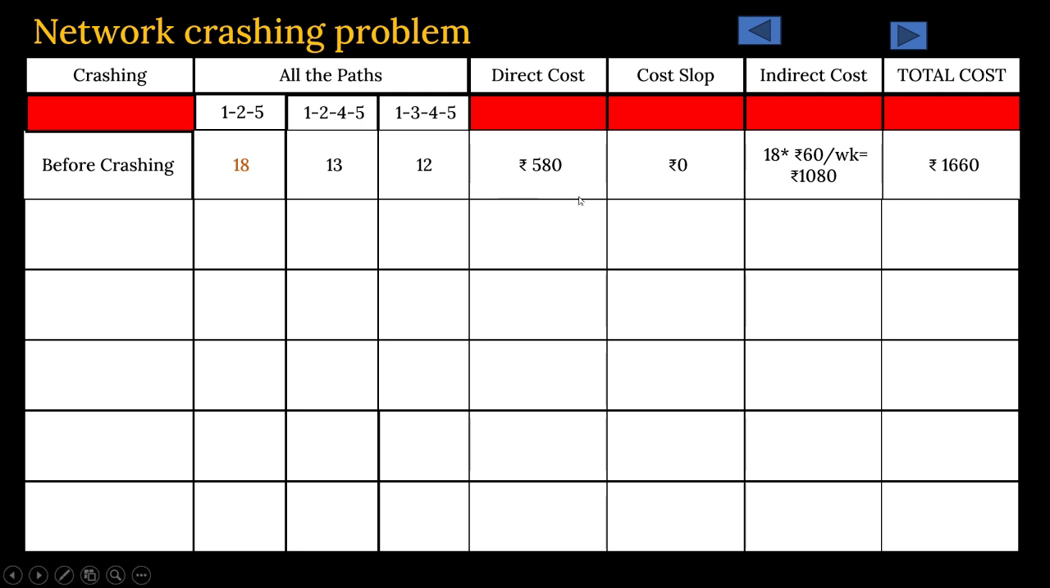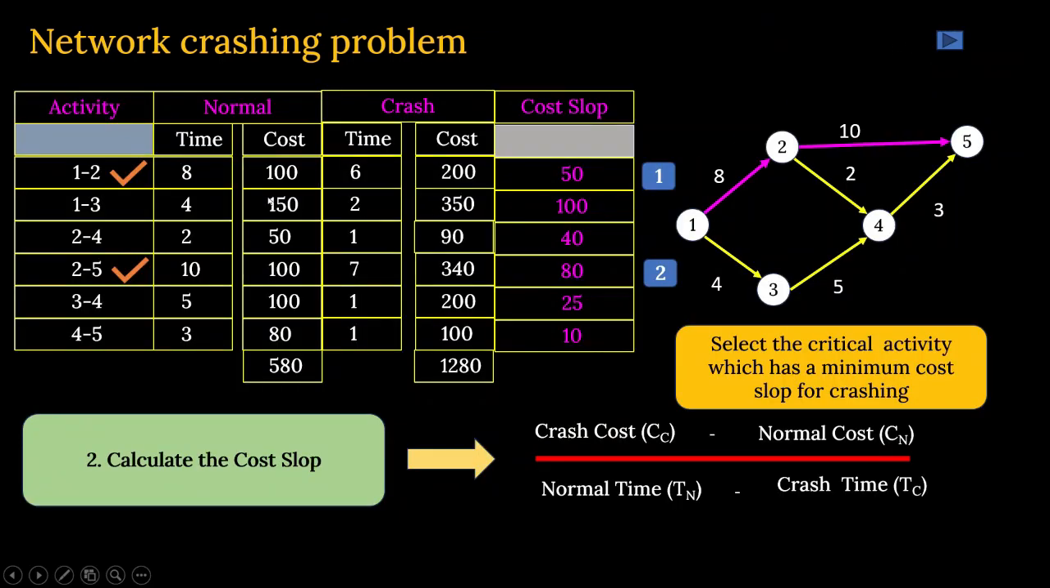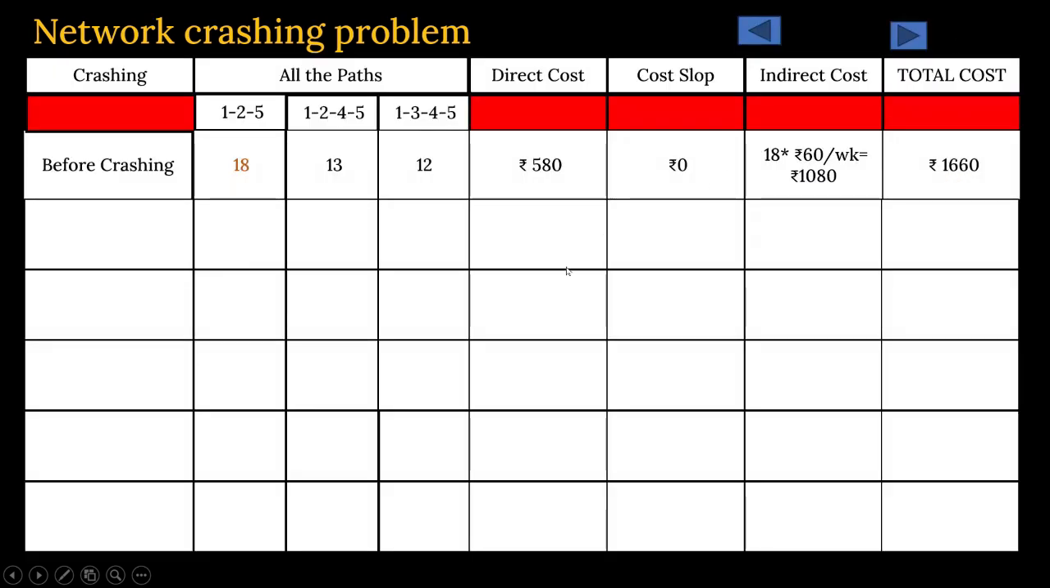got my point? Now we'll do the crashing. To begin the crashing, we have mentioned that first we'll crash the 1 to 2 activity because it has the minimum slope, 50. It was mentioned that normal time was 8, crash time will be 6. That means it is possible to crash it by 2 days only. Okay, let us do the crashing by 2 days, one day, step by step. So first crashing is done.